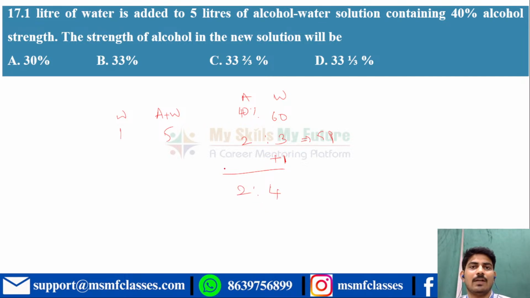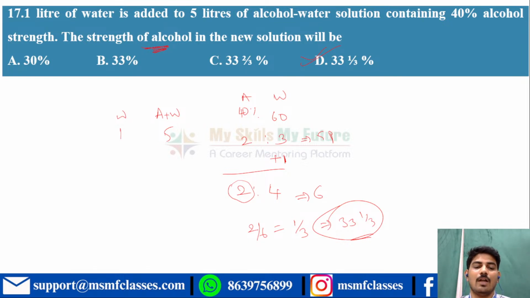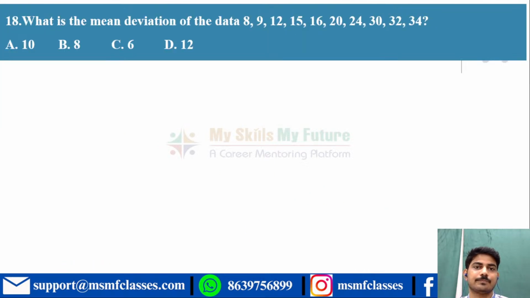Then what he asked in the question is, what is the strength of alcohol present in the new solution? So here 6 parts are present, and how many parts of alcohol are present here? 2 parts of alcohol are present out of 6 parts. So it will be like 1 by 3 ratio. 1 by 3 is nothing but 33 1 by 3%. So the strength of alcohol present in the new solution will be 33 1 by 3. I hope you are getting this point here. Let's go to the next question here.